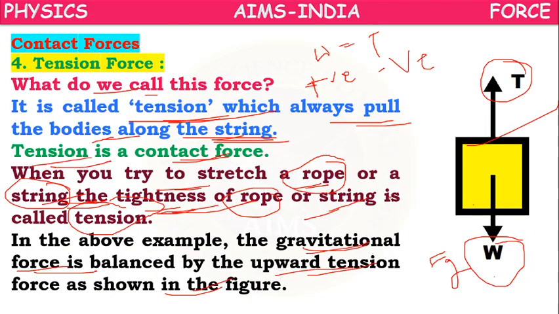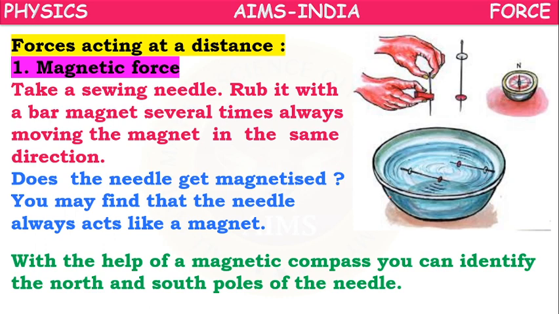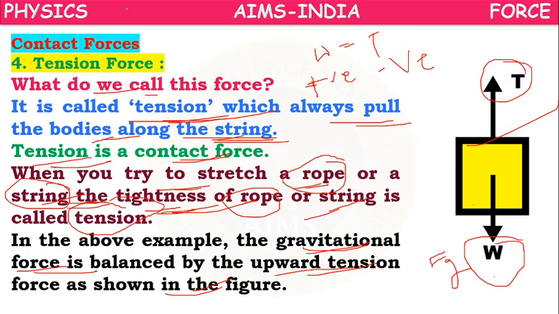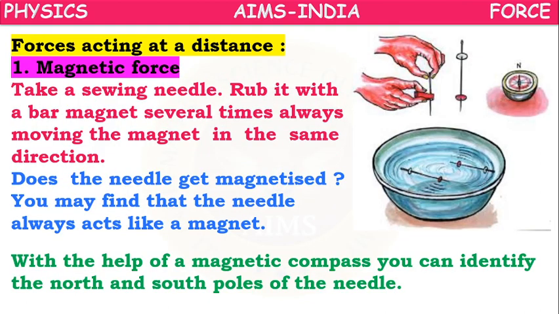Next, that is about tension force. Now, the second type: forces acting at a distance. So far, we have learnt about contact forces: muscular force, frictional force, normal force, and tension force. Like that, 4 types of contact forces we have learnt. So now, the second category, forces acting at a distance.